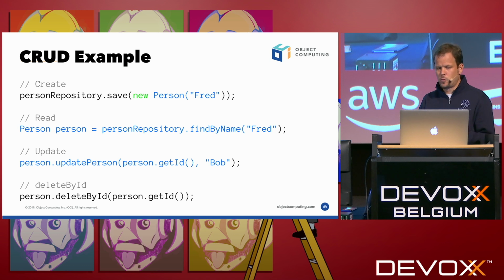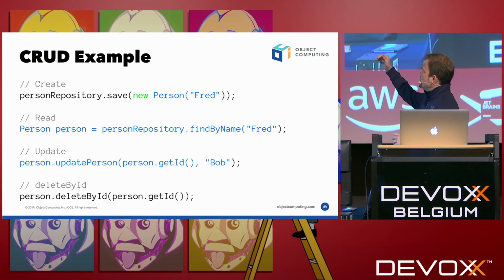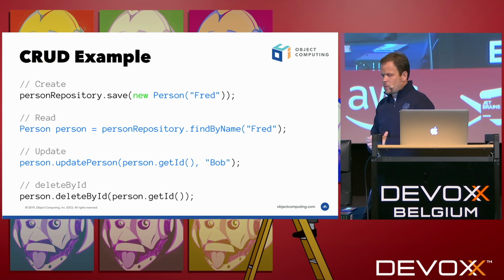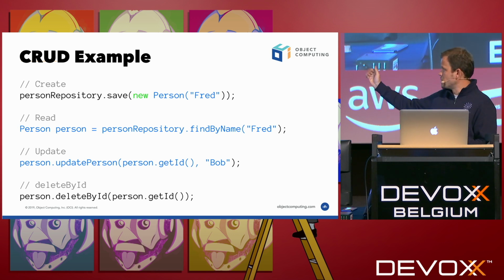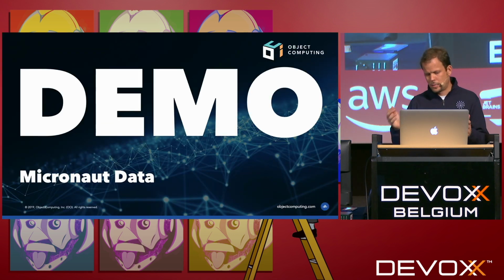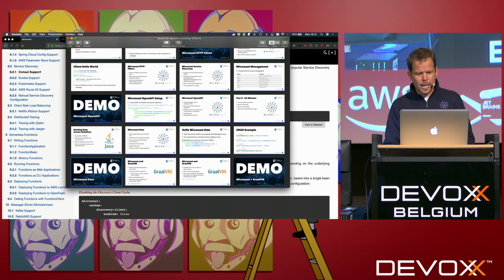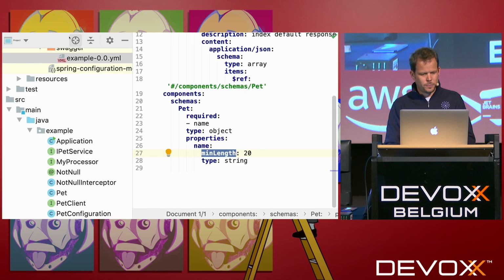So how would you perform CRUD? You call personRepository.save to save an entity. You call personRepository.findByName to look one up. You can update people and you can delete them, and you have working CRUD. So let's see that in action, and how that works in practice.